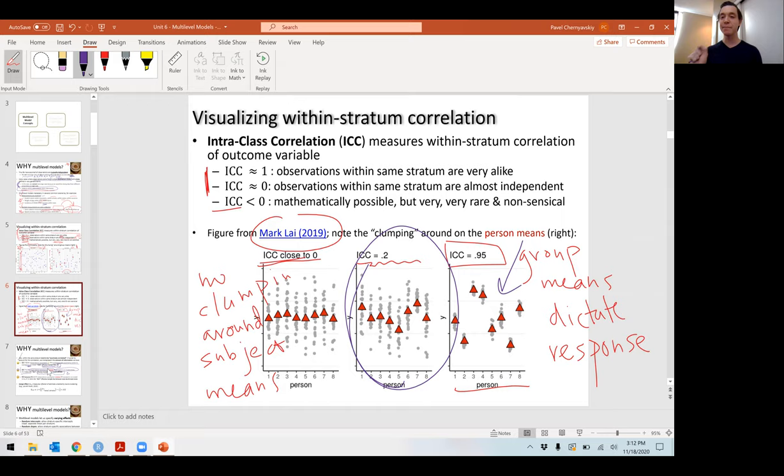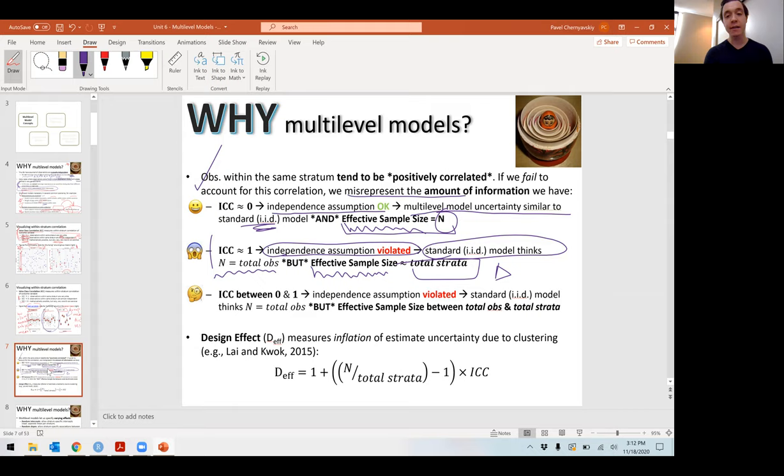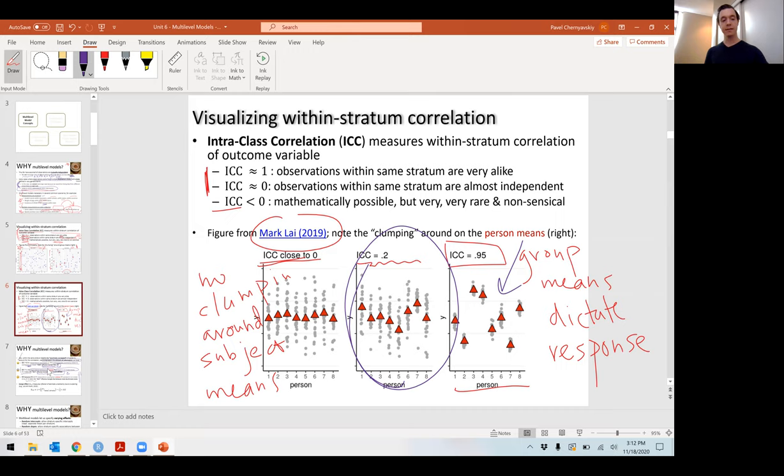You really misrepresent the amount of positive information that you have if you don't account for that positive correlation. What happens in between? It's everything in between. Your IID model would think that your sample size is equal to the total number of observations, but your effective sample size is somewhere between the total number of dots and the total number of triangles. So we need sophisticated models to figure that out.